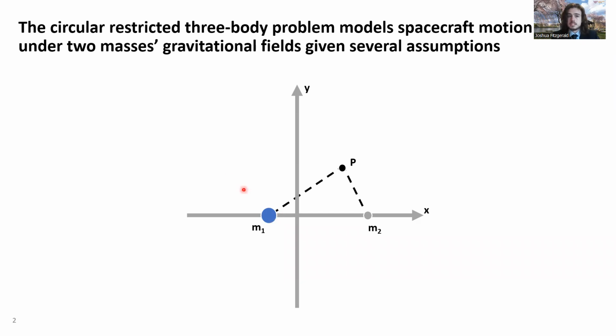And then the restricted requirement presupposes that the third mass in the system is of negligible mass because it's so small compared to the other two masses. It could be something like a spacecraft or an asteroid or a comet.